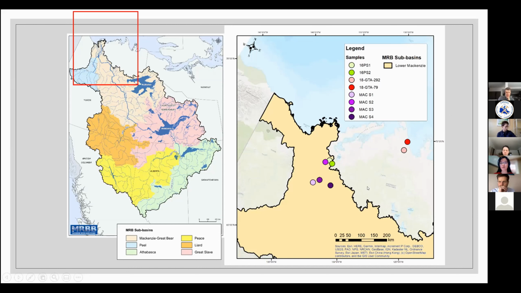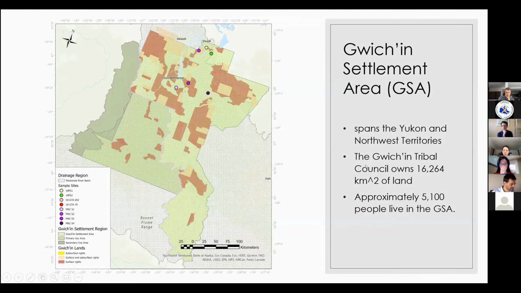opportunistically throughout the years. All of the ones in the yellow area were collected in the Gwich'in settlement area, which spans the Yukon and Northwest Territories, around 16,000 square kilometers of land, and approximately 5,000 people live there, with the largest community in Nunavik. As you can see again, the 4 purple samples are the primary material, whereas the 2 green ones were extra.